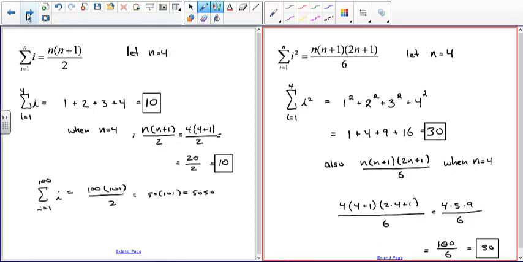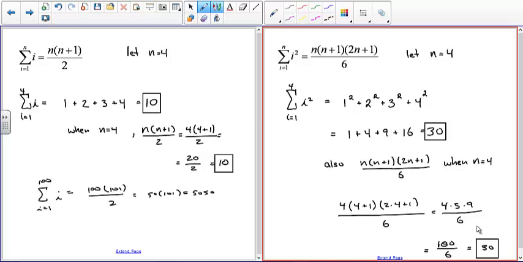The third formula is this one. Just demonstrating it with an actual number, if n is 4, you're going to take 1 squared plus 2 squared plus 3 squared plus 4 squared. And if you do that, you get 30. And if you plug that into the equation, you get n times n plus 1 times 2n plus 1 divided by 6. So you get 4 times 5 times 9 divided by 6, which is 180 divided by 6, which is 30. So it works.